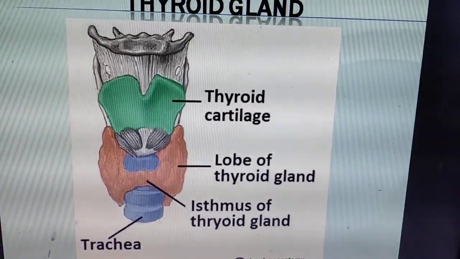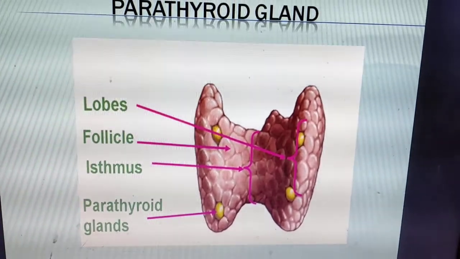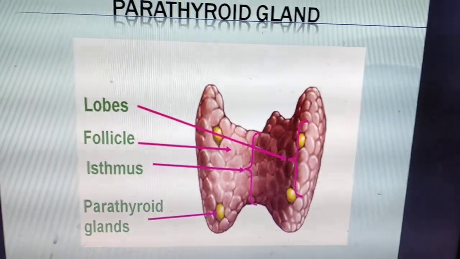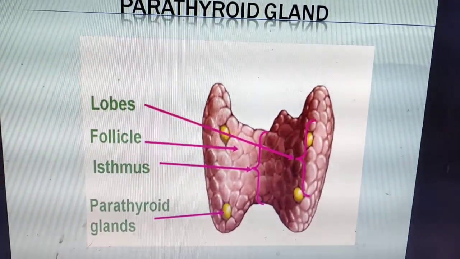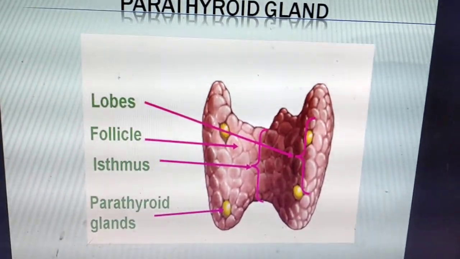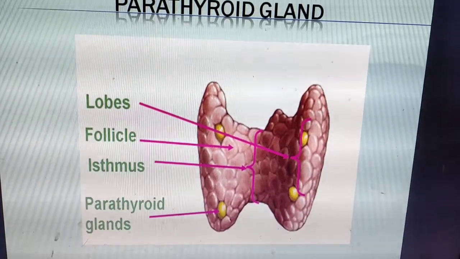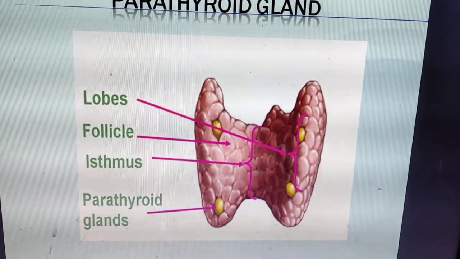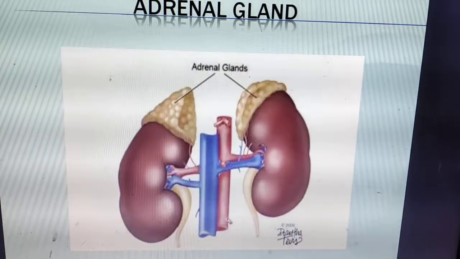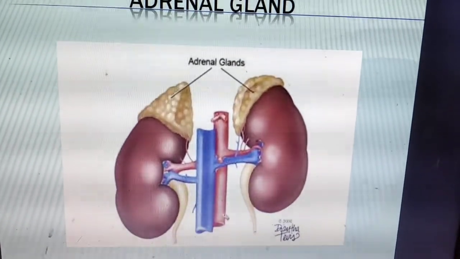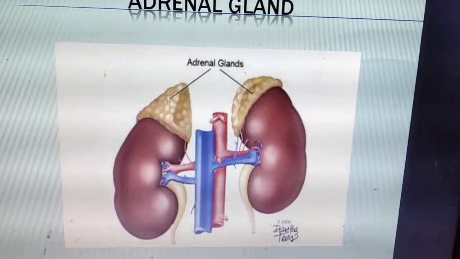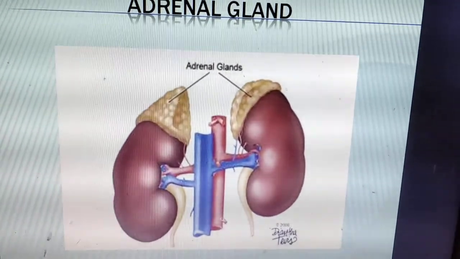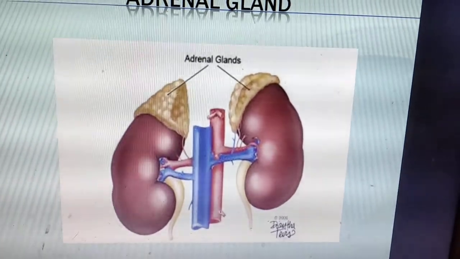Next, parathyroid gland. As you can see, the yellow dot-like structures, these structures are the parathyroid glands. This diagram is also very important. Next, adrenal gland. As you can see, the cap-like structure over the kidneys, over the pair of kidneys. This is the adrenal gland. This diagram is also important. You will practice it.